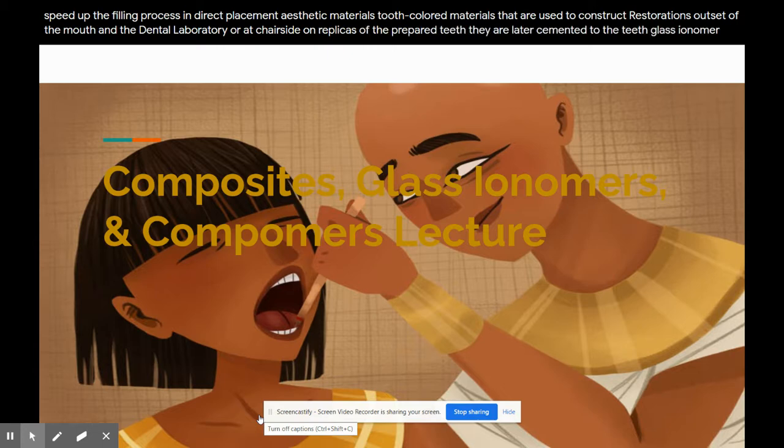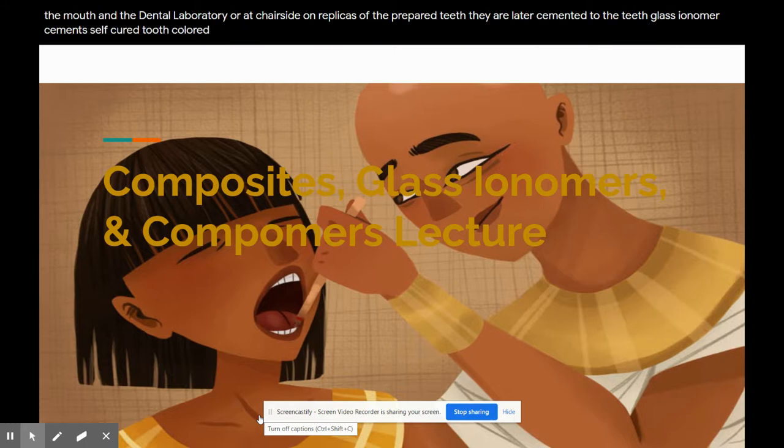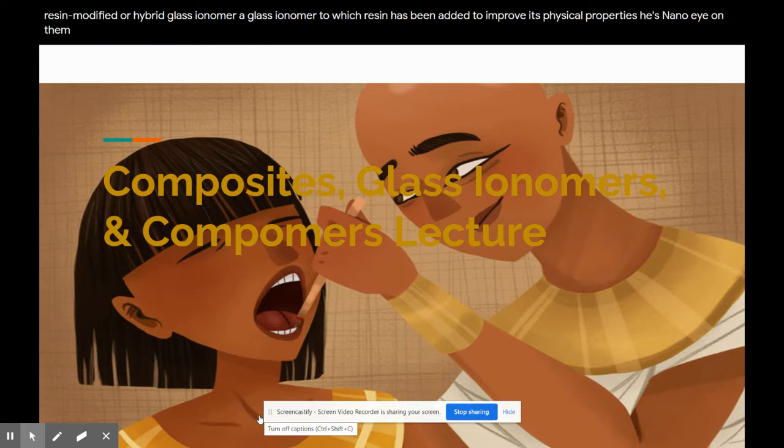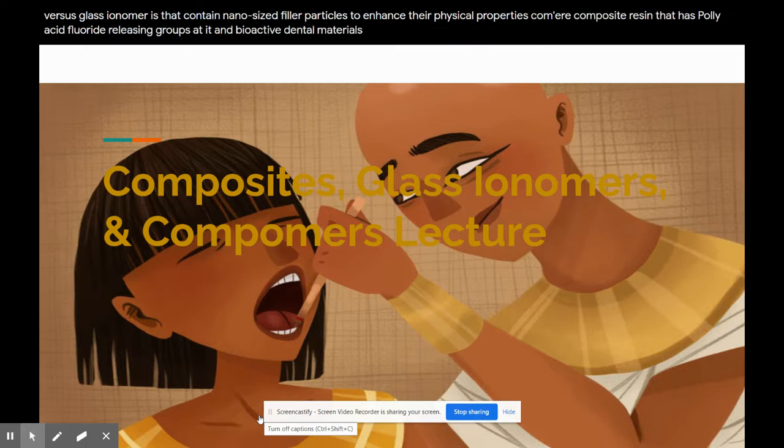Glass ionomer cements, self-cured, tooth-colored, fluoride-releasing restorative materials that bond to tooth structure without an additional bonding agent. Resin modified or hybrid glass ionomer, a glass ionomer to which resin has been added to improve its physical properties. Nano ionomers, glass ionomers that contain nano-sized filler particles to enhance their physical properties. Compomer, composite resin that has polyacid fluoride-releasing groups added. And bioactive dental materials, materials that interact with living tissue and are used to remineralize and repair dentin.